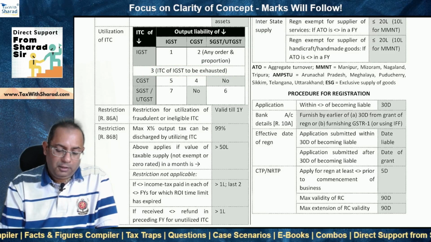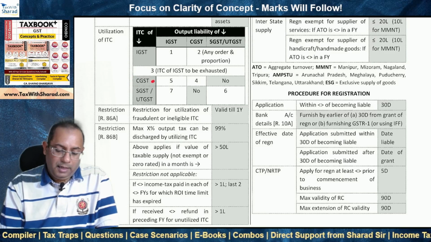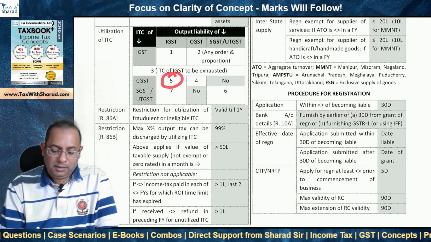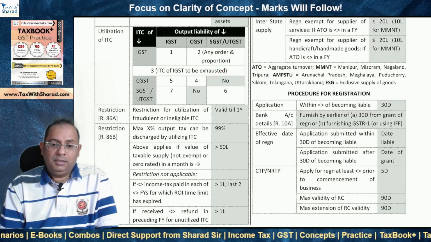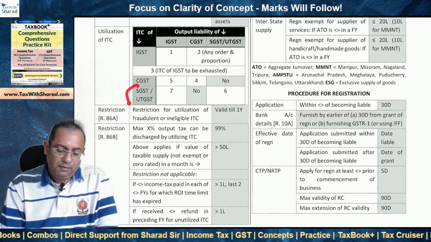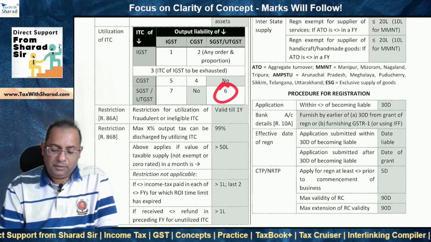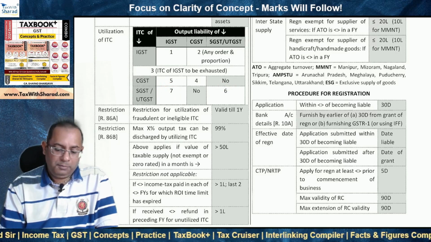Thereafter we come to this step, where ITC of CGST can be utilized towards payment of CGST and thereafter towards payment of IGST. But it cannot be utilized towards payment of SGST or UTGST. Thereafter, ITC of SGST or UTGST can be utilized towards payment of SGST or UTGST and thereafter towards payment of IGST, but not towards payment of CGST.